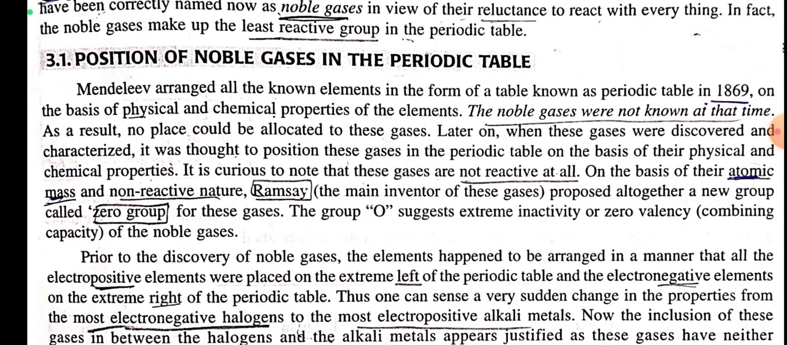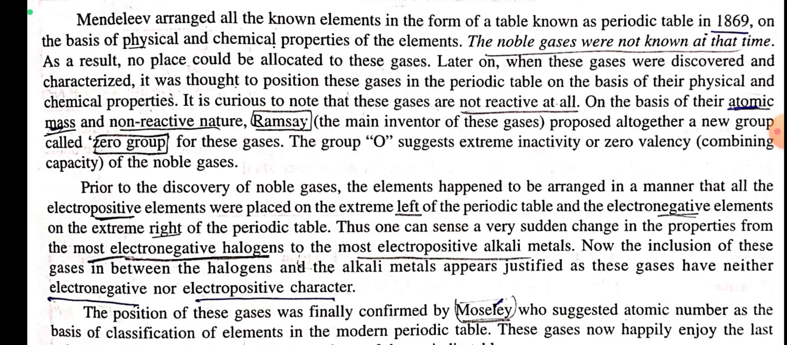Position of the noble gases in the periodic table. Mendeleev arranged all the known elements in the form of a table known as periodic table in 1869 on the basis of physical and chemical properties of the elements. The noble gases were not known at the time. As the result, no place could be allocated to these gases. Later on, when these gases were discovered and characterized, it was thought to position these gases in the periodic table on the basis of their physical and chemical properties.